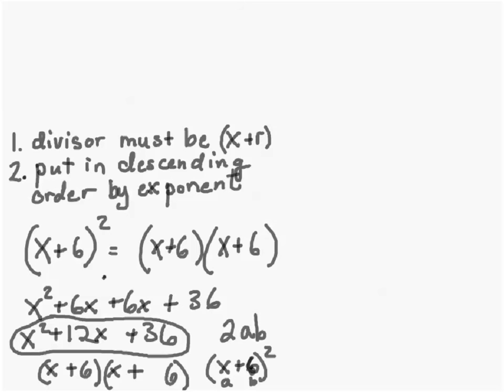Yeah. So we took the square root of our first term, we took the square root of our second term, and that gave us x plus 6. And then to get that middle term, it's 2 times that first term and the last term, which in this case was x and 6. Does that make sense?